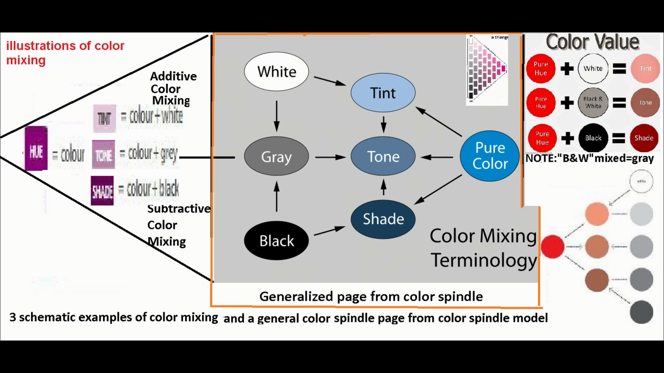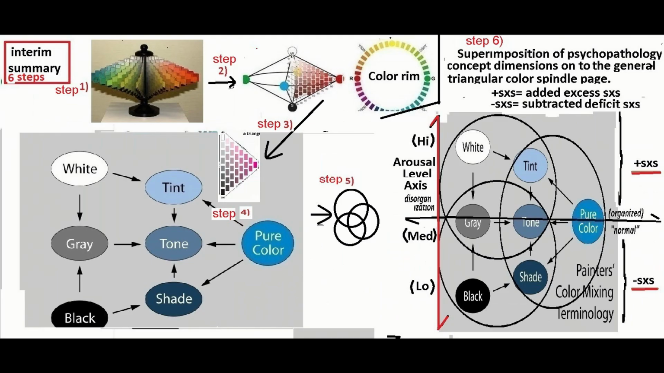Here's a little summary then. So we're going to go from this color spindle model, take a page out of that, let it be a representative page, and then basically generalize to what I call a generalized color page here. Then I'm mapping and superimposing these psychopathological concept dimensions onto this, basically two Venn diagrams that represent that color page triangle. And it talks about positive symptoms, which are added symptoms.